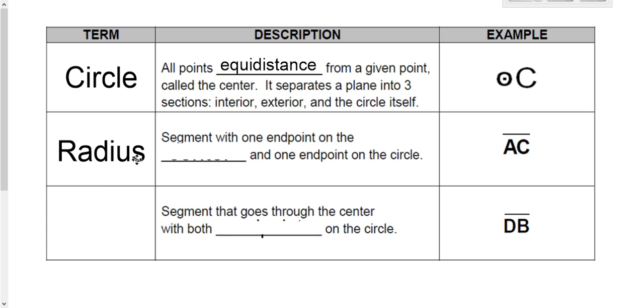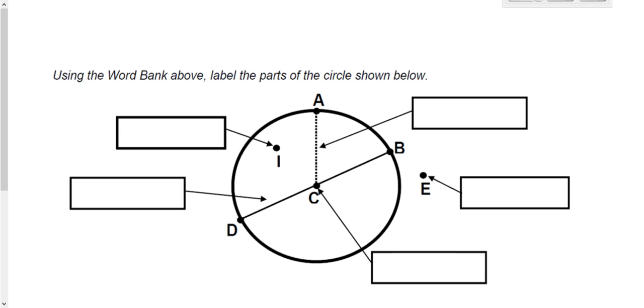Next term is the radius. It is a segment, a piece of a line, with one endpoint on the center and one endpoint on the circle. And it says in our picture AC is a radius. So from the center to a point on the circle. And AC, yes, there it goes from the center to a point on the circle. There are other radii, as they call them here. Another one would be CB, which is also a radius, or CD, that's a radius also. So this one's pointing to this radius right here. You're going to show that's a radius.